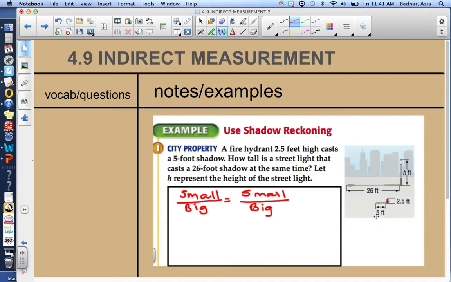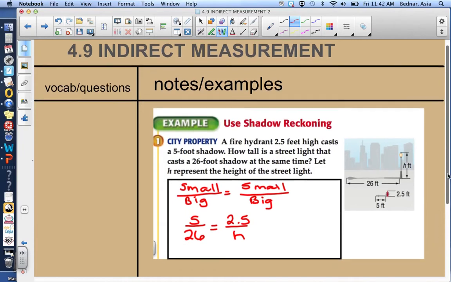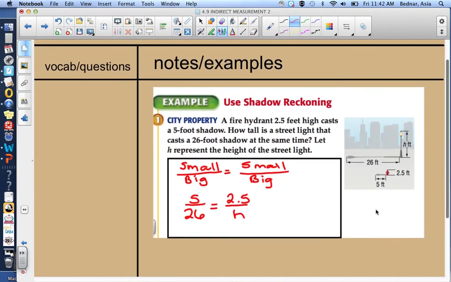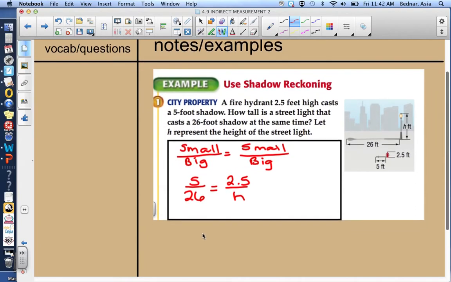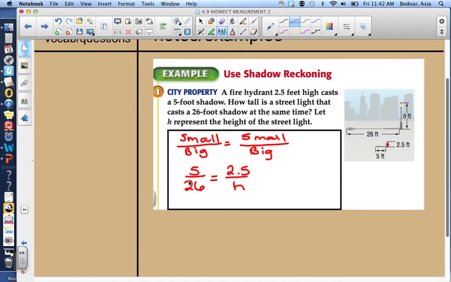On the fire hydrant, I know small shadow is 5. And on the light pole, the big shadow is 26. So that would be 5 to 26 equals, on the small shadow, I can measure this fire hydrant, and I can call it 2.5. And the height of the lamp is h. So now, using the lessons that we learned yesterday on proportions and how to solve proportions, we can do our cross multiplying to set this up.